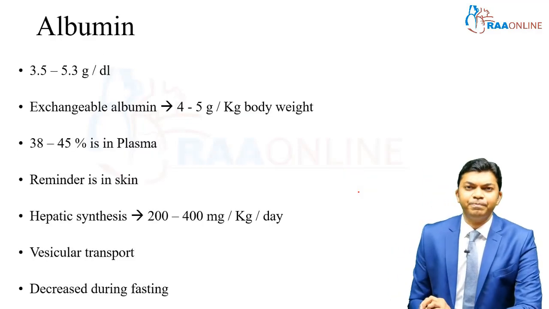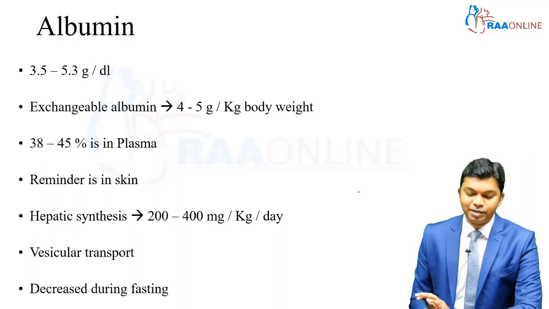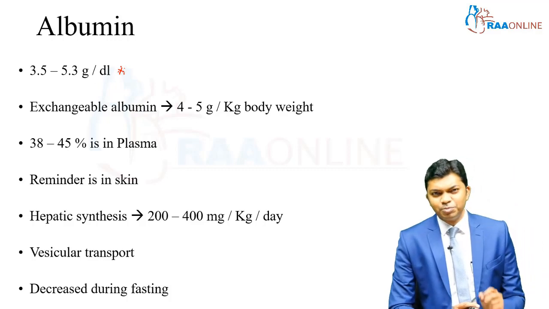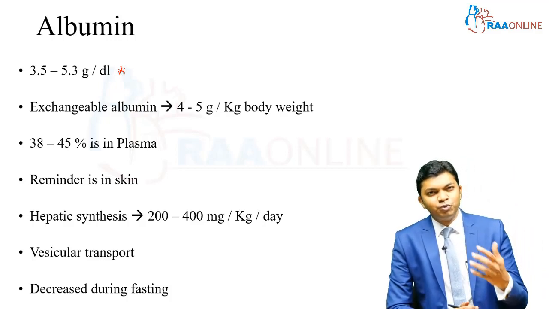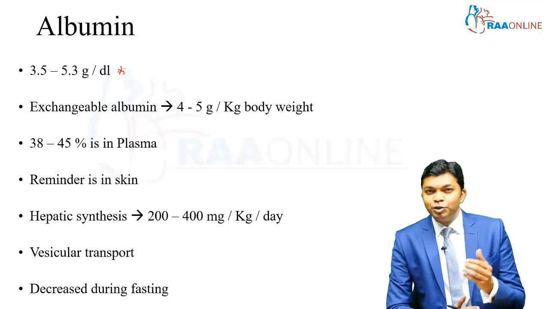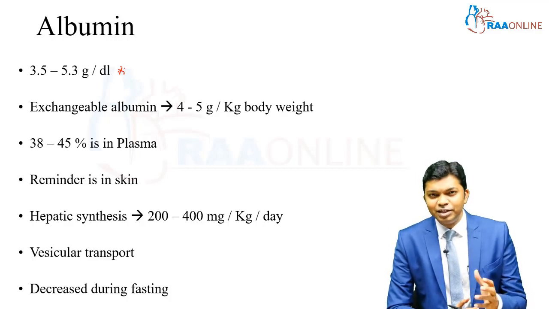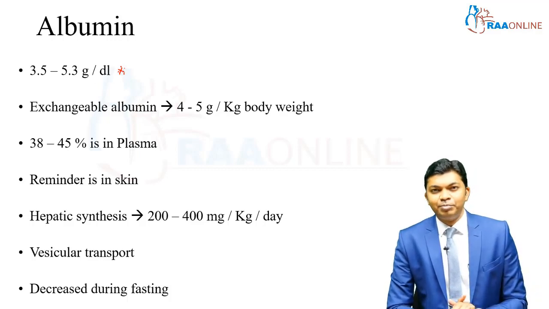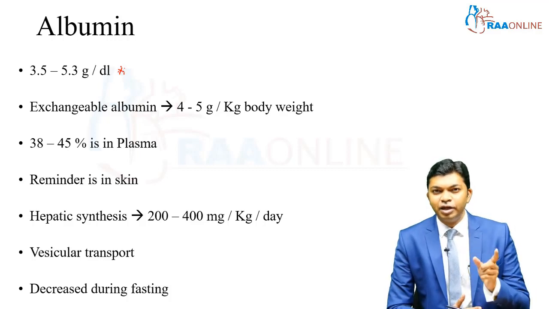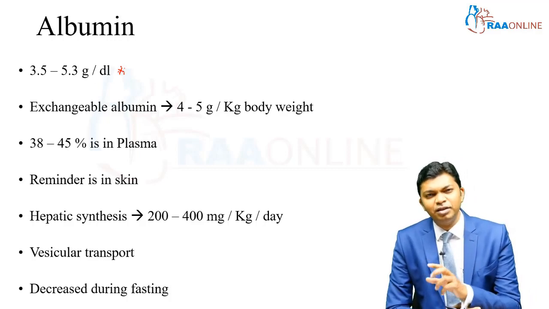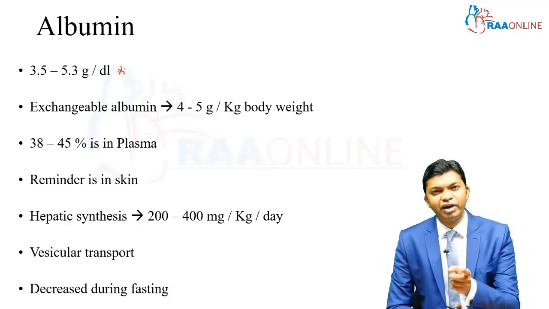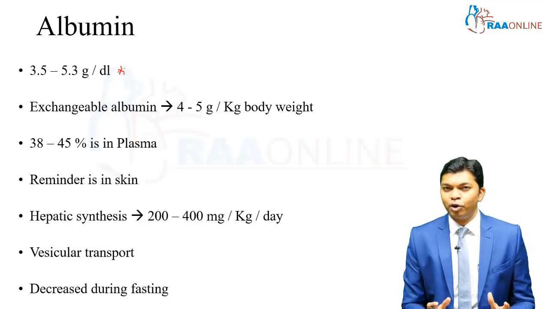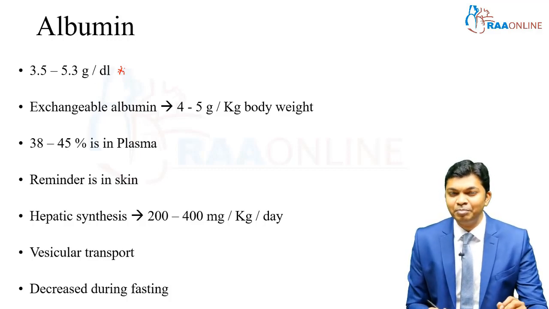Now coming to albumin. Normal body albumin content is about 3.5 to 5.3 gram per deciliter. Now there is a small point you have to understand. When it comes to values, people, it is better to remember the values in an easier format rather than trying to remember them very accurately. For example, let us take albumin values 3.5 to 5.3. Two numerics: 3, 5, 5, 3. Simple. Remember, albumin concentration in the body is about 3.5 to 5.3 gram per deciliter.